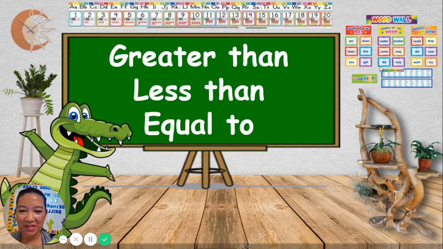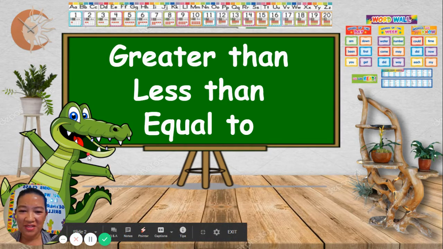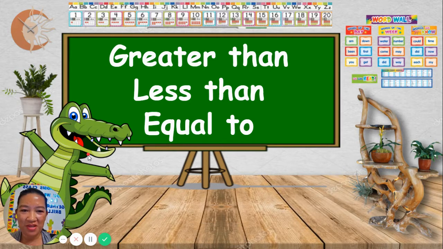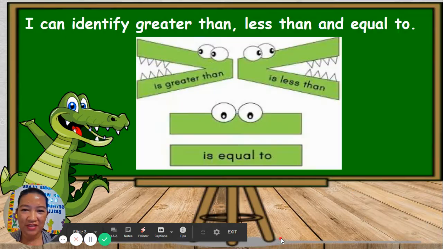Let's start with our lesson. Yes, we have here greater than, less than, and equal to. I'll be teaching you the easiest way how to do that. I have here our friend that will help us do the greater than, less than, and equal to easier for you. Yes, that's right. I have here the alligator. Good job, everyone. That's the alligator friend that will teach you how to do it.